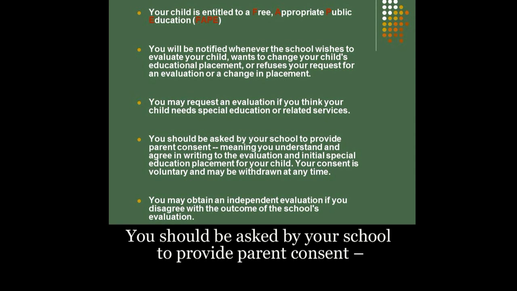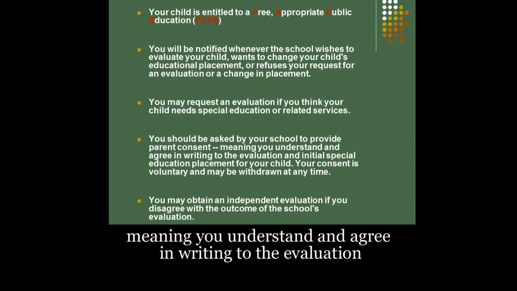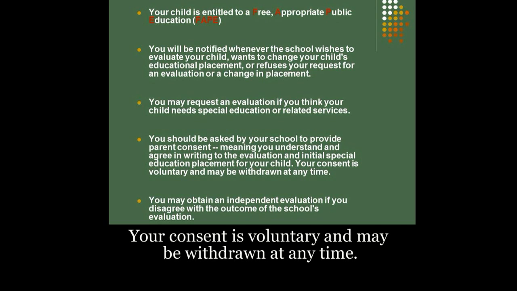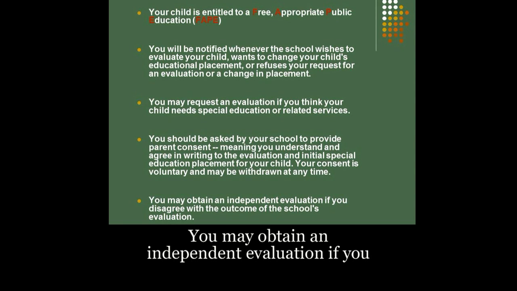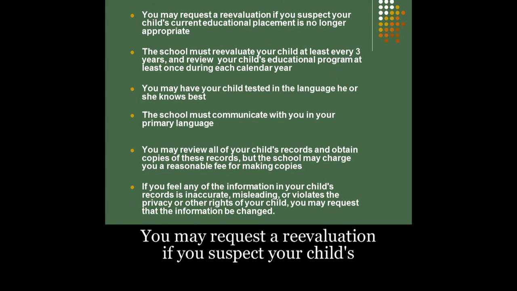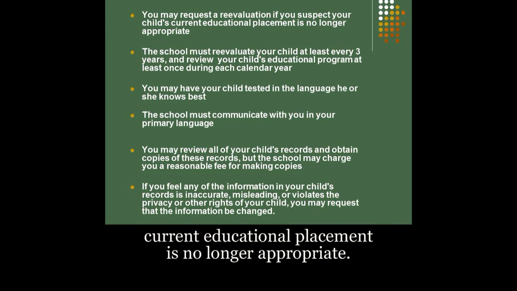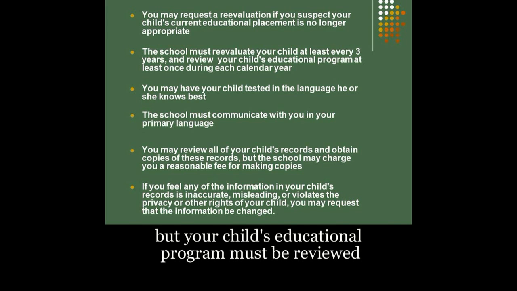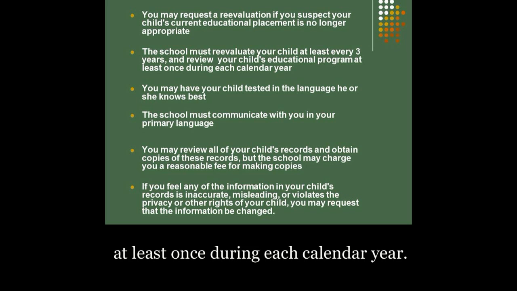You should be asked by your school to provide parent consent, meaning you understand and agree in writing to the evaluation and initial special education placement for your child. Your consent is voluntary and may be withdrawn at any time. You may obtain an independent evaluation if you disagree with the outcome of the school's evaluation. You may request a reevaluation if you suspect your child's current educational placement is no longer appropriate. The school must reevaluate your child at least every 3 years, but your child's educational program must be reviewed at least once during each calendar year.